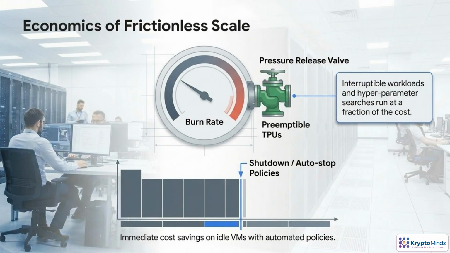On accelerators, performance is only half the problem. Keeping costs in check is just as important. You can think of your cloud spend as a burn rate gauge, controlled with two levers. First, use preemptible TPUs for interruptible work like hyperparameter search or large-scale experiments. They're cheaper because they can be reclaimed, which is acceptable when you can restart jobs. Second, enforce shutdown or auto-stop policies, so idle VMs and accelerators don't quietly consume budget in the background.